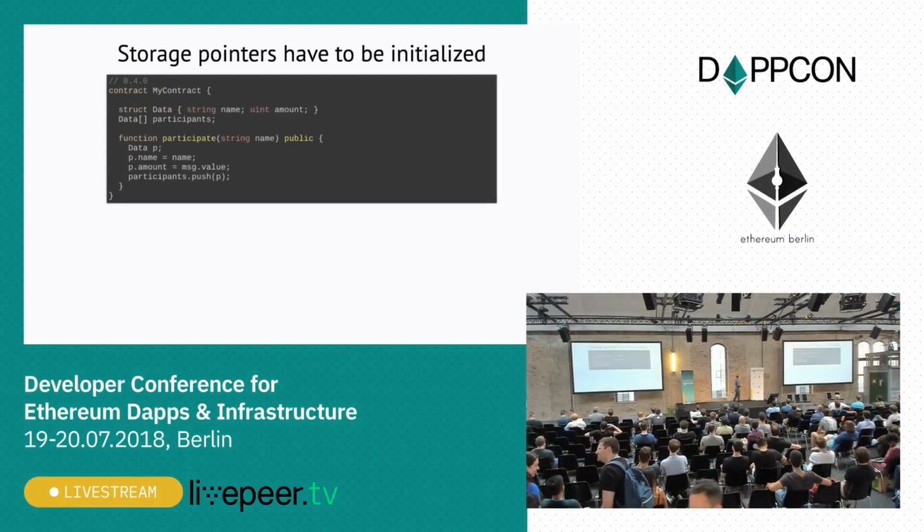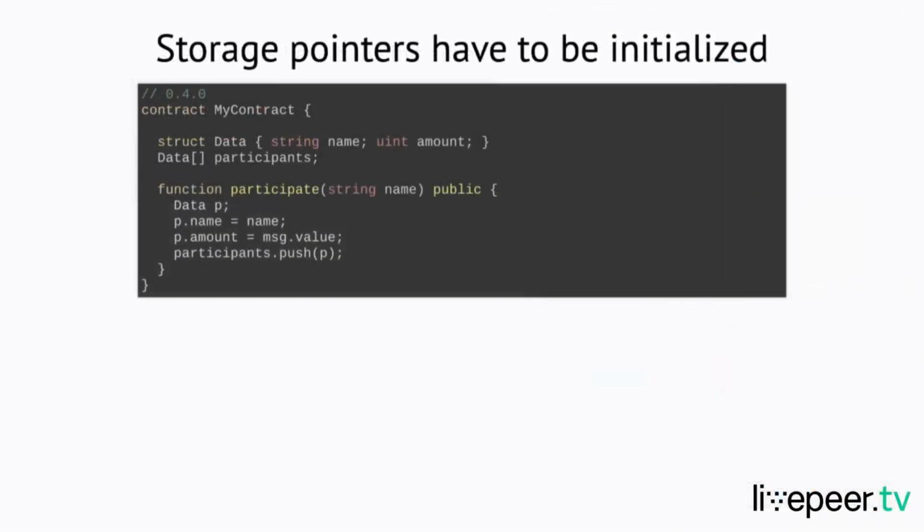Then another bug that is always named as a prominent example of bugs in Solidity is the failure to initialize storage pointers. Here we again see an example of that, data p. You might think that this is a temporary variable that is just created, but it actually is a pointer to storage. And if you do not initialize it, it's set to 0, which kind of references the length of this array, which is not at all what it should be.